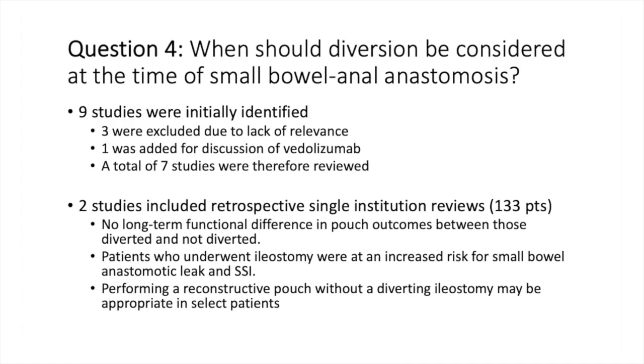These studies were mostly retrospective in nature. 2 studies included retrospective data from a single institution review. A total of 133 patients were included between these 2 studies. They noted that there was no long-term functional difference in pouch outcomes between those who were diverted and those who were not diverted. Patients, interestingly, who underwent an ileostomy were at an increased risk for small bowel anastomotic leak and surgical site infections during the ileostomy closures, thus questioning whether an ileostomy actually increases the rate of complications. They felt that performing a reconstructive pouch without a diverting ileostomy may be appropriate in select patients.